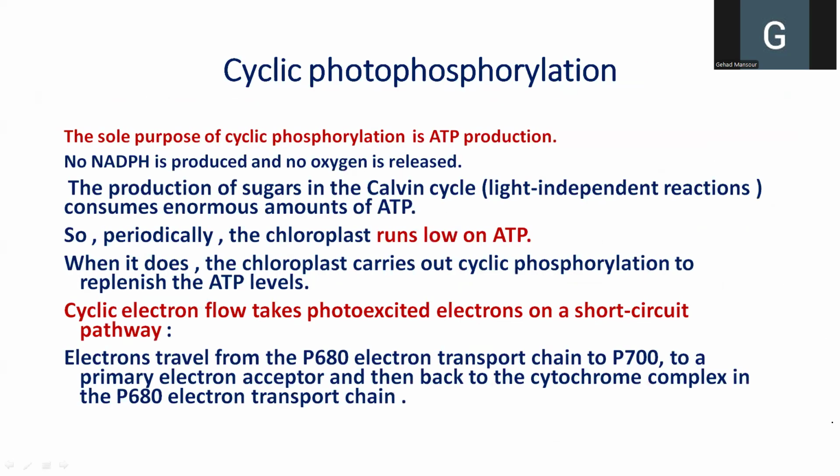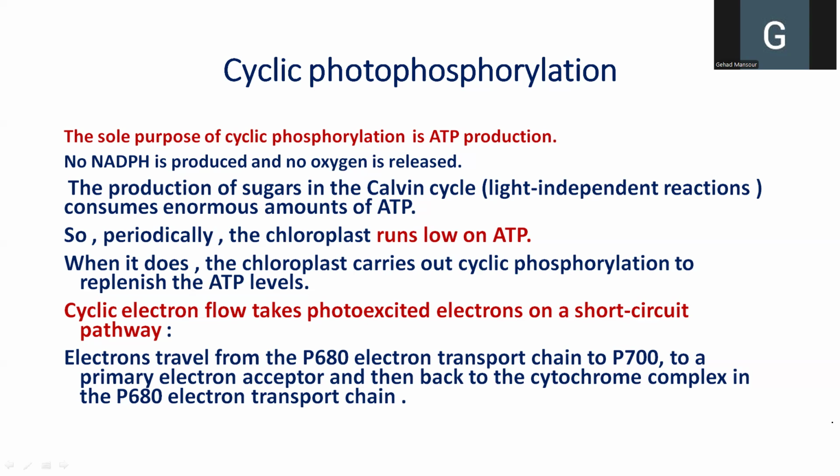Okay? So cyclic photophosphorylation is a cyclic process because we return to the same point every time. And it is phosphorylation because we produce ATP. All the energy generated will be utilized to produce ATP. No reduced NADPH is formed and no oxygen is released.